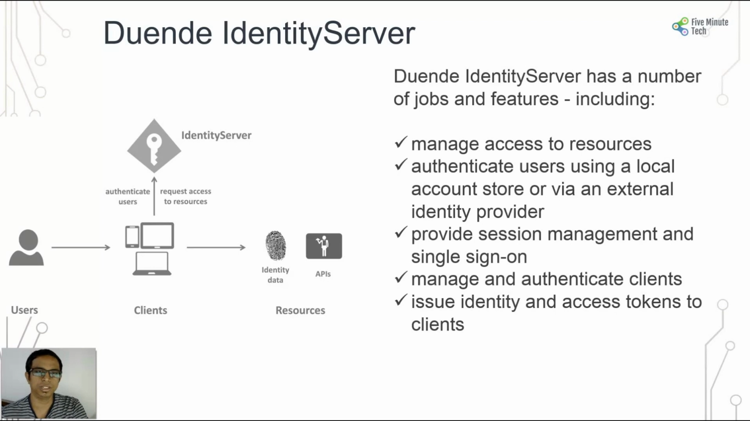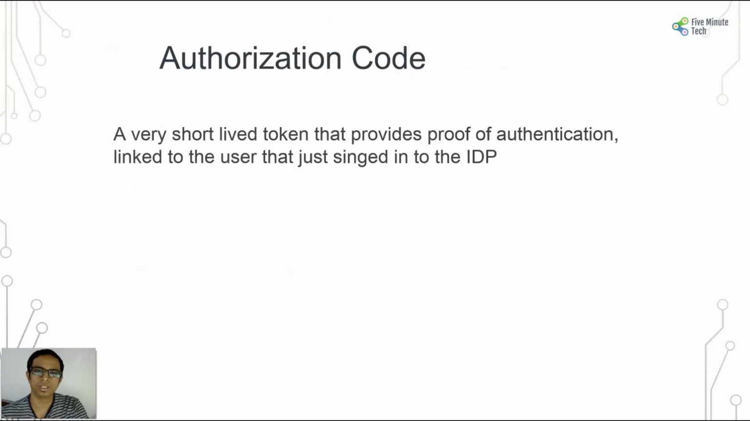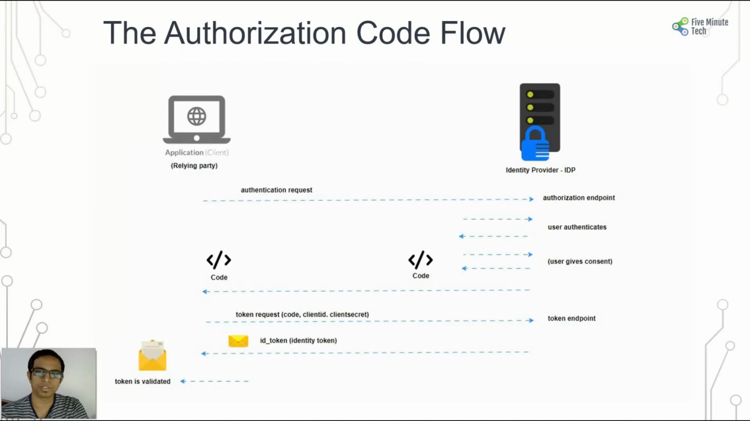So this will be the implementation around Duende Identity Server, which we will be using in our Book My Boat application. Now, what is authorization code? Authorization code is a very short-lived token that provides the proof of authentication linked to the user that just signed into the identity provider. So here is an example of authorization code flow.